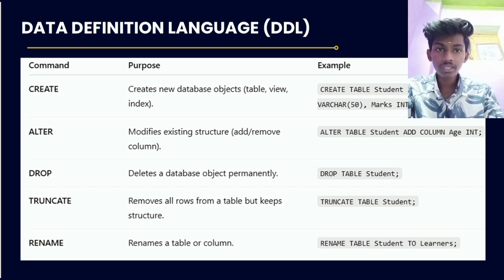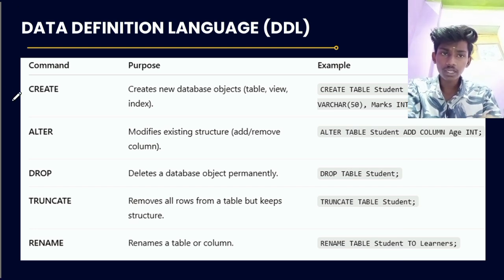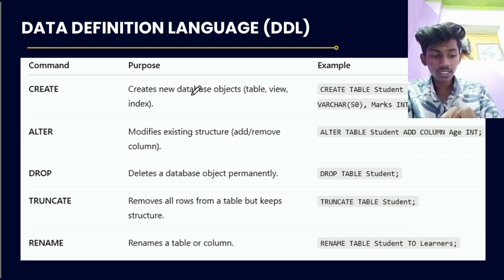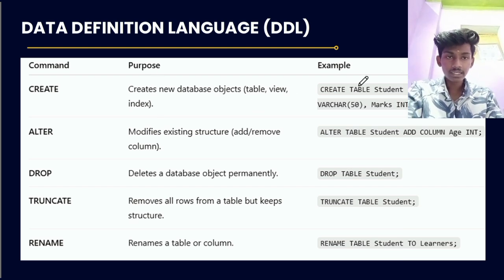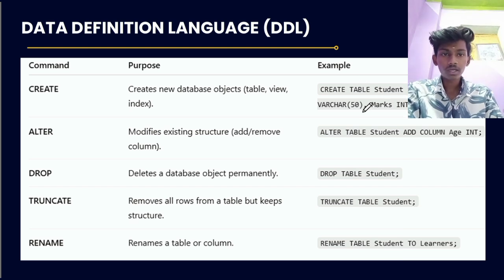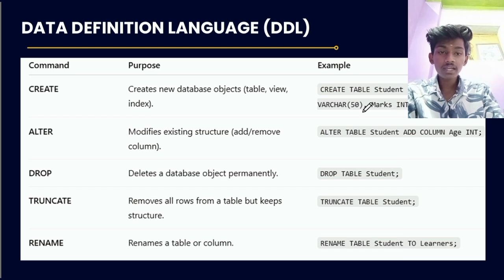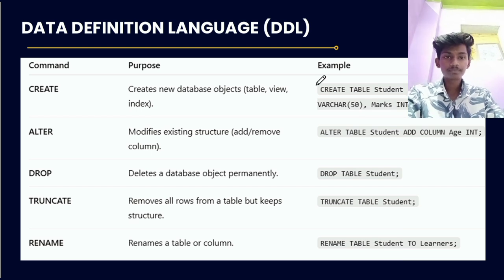First of all, create. Create is used to create a new database object such as a database, tables or a view. Syntax of create: create table, table name, column 1 and data type, column 2 and data type. We can add the constraint while creating the table.